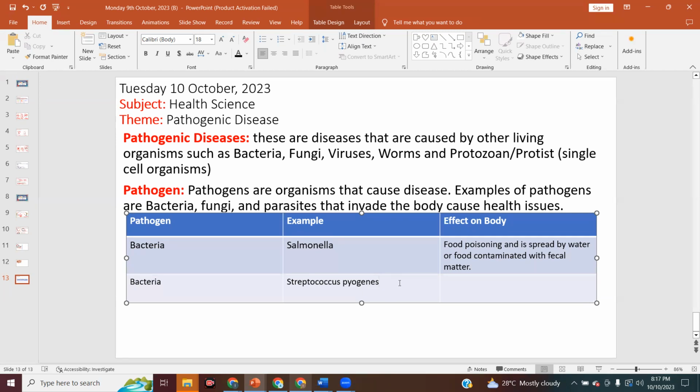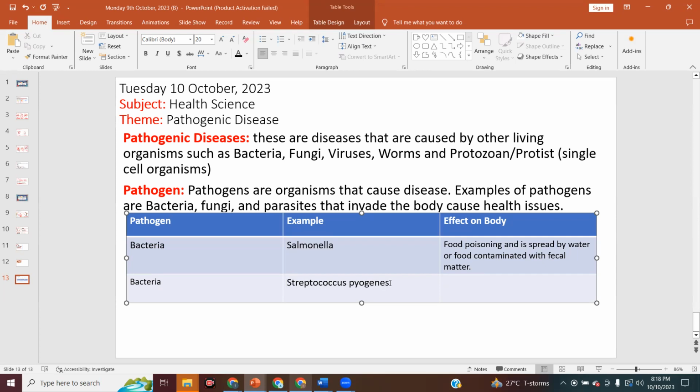Streptococcus. Anyone want to try? How would you pronounce this word? Streptococcus. Close. Streptococcus pyogenes, I think.